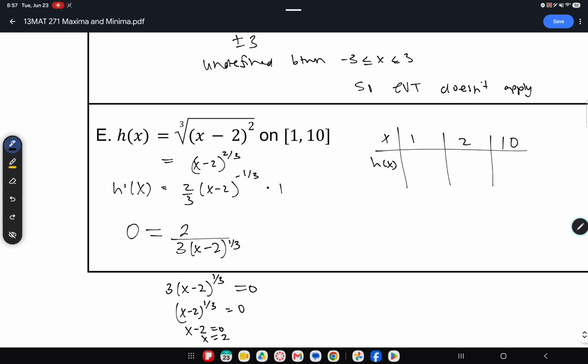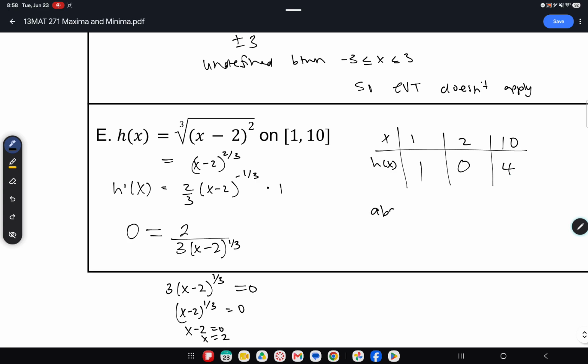And I can plug this in. I feel like this one might be maybe easy. I don't know. 1 minus 2 is -1. Squared is 1. Cubed root of 1 is 1. 2. 2 minus 2 is 0. Cubed root of 0 squared is just going to be 0. And then 10. 10 minus 2 is 8. 8 squared is 64. Cubed root of 64 is 4.